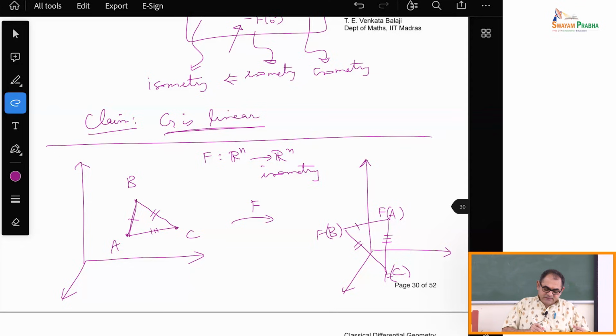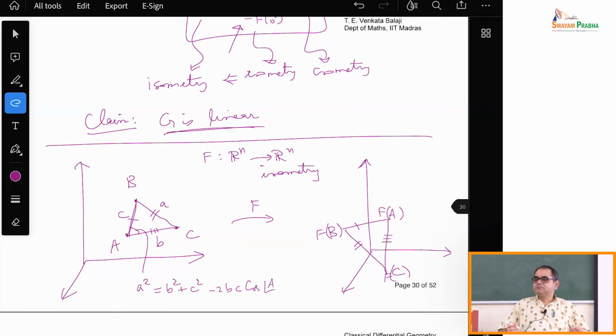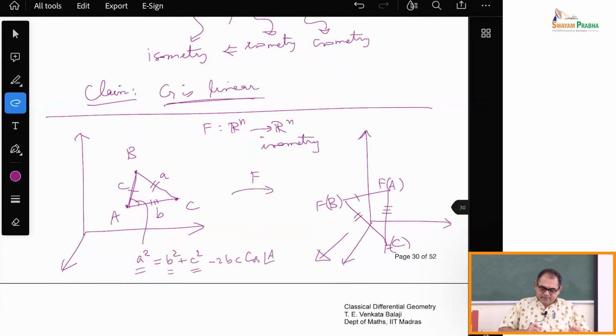For example, what is this angle? You have the cosine rule, right? If you call the sides small a, small b and small c, then a squared is equal to b squared plus c squared minus 2bc cos angle A, right? You have the cosine rule. But these lengths a, b and c are going to be preserved. So in this triangle also you are going to get a squared is equal to b squared plus c squared minus 2bc cos, here I will have angle FA.